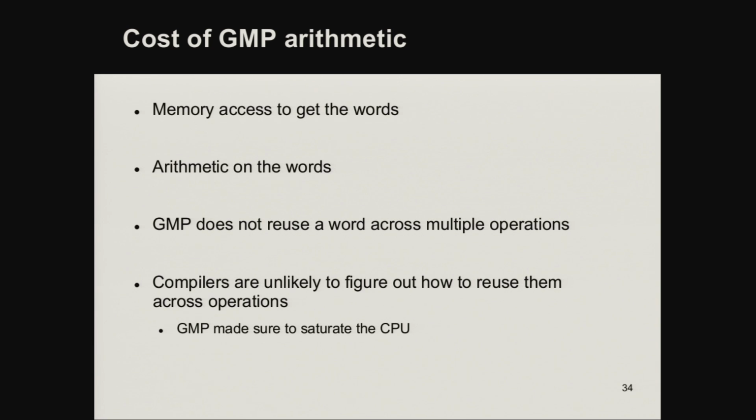Compilers are incredibly unlikely to figure out how to reuse any operations that happen to occur when you're calling multiple GMP calls. The main reason is actually what GMP did. The fact that they made sure to saturate the CPU means that there are no little spots for the compiler to stick an extra operation into. It also means that they have put a ton of instructions all right next to each other.